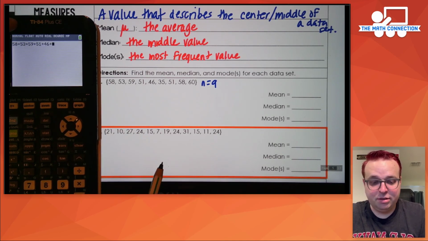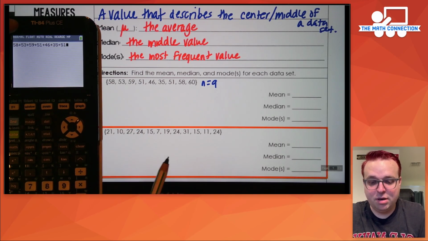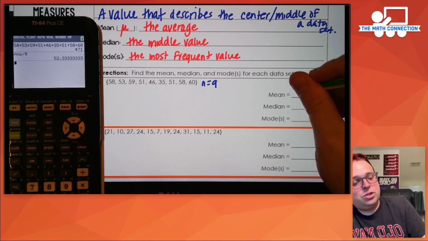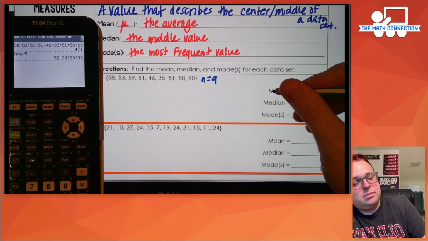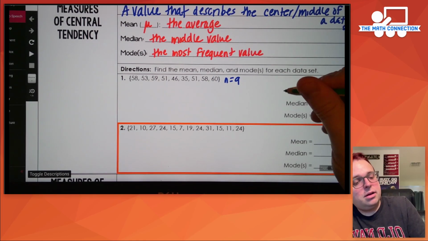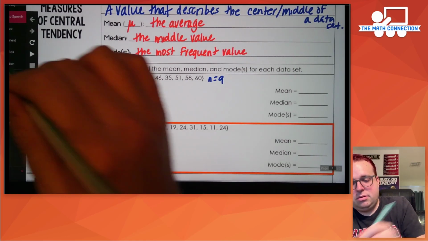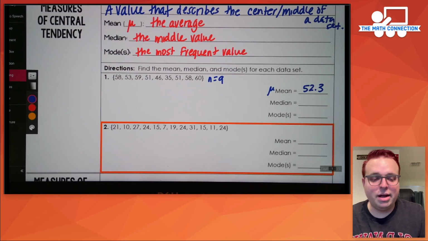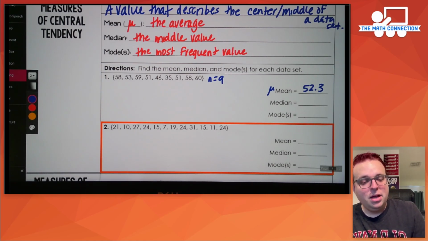I can't type apparently. 46, 35, 51, 58, and 60. And then you divide them all by 9. And that gives you the average, which is the mean, which is mu. Oops, it's not writing because I have my calculator here. The mean, which is mu, is 52.3. We're just going to leave that rounded that way.